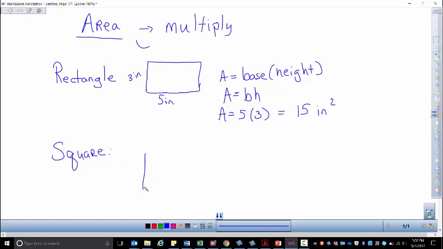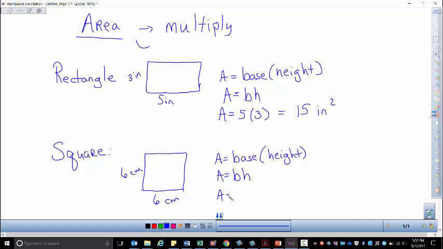Okay, our next shape is a square. A square has all 4 sides the same. So if I say this is 6 centimeters and this is a square, that means if this one is 6, this one is 6 as well, and all of them are 6. The area is the same. We take the base times the height, or like I like to write it as B times H. And so my area is 6 times 6, or 36 centimeters squared.